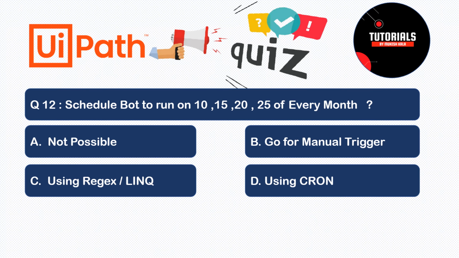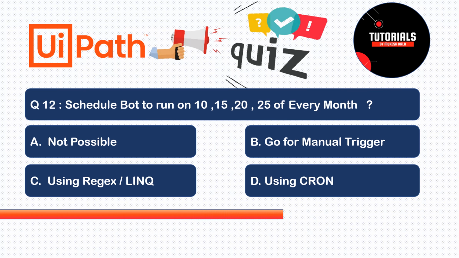So I'll just repeat the question, that I have to schedule a bot that should run only on 10th, 15th, 20th, and 25th of every month. So my bot should run only on these 4 days. Which option should I select? First option, it is not possible. Second option, manual trigger. Third option, use LINQ query or regex. And option number D is using the cron expression. So how would the scheduling work?